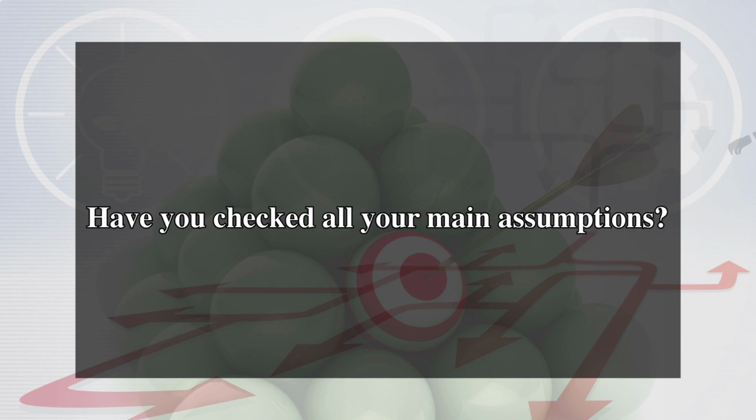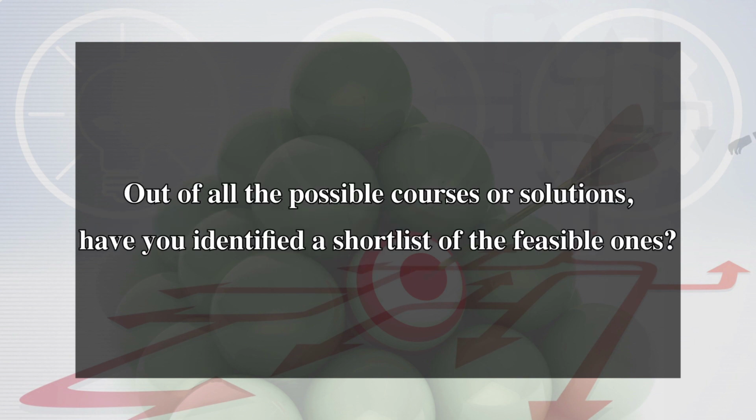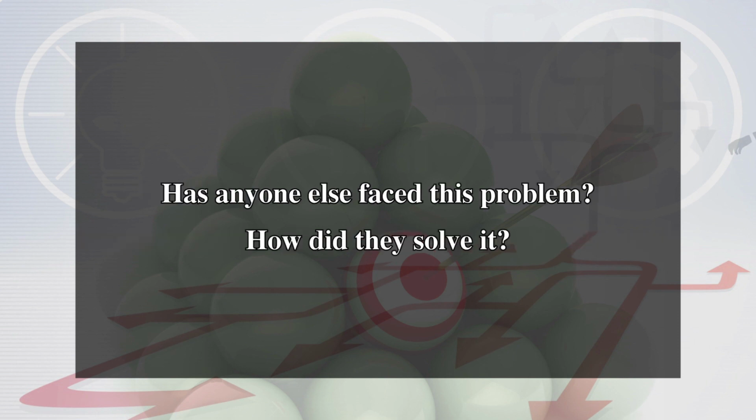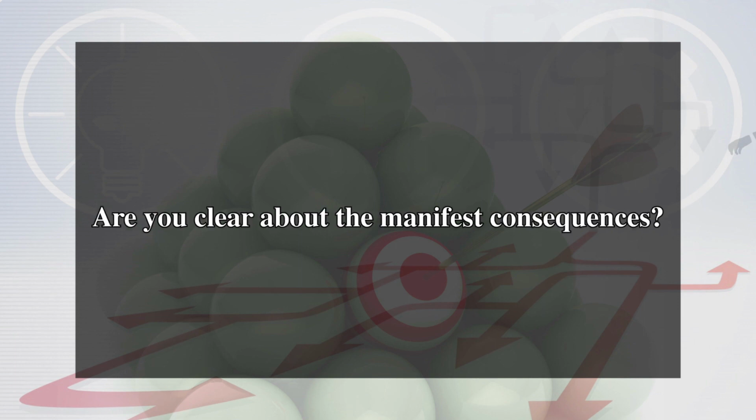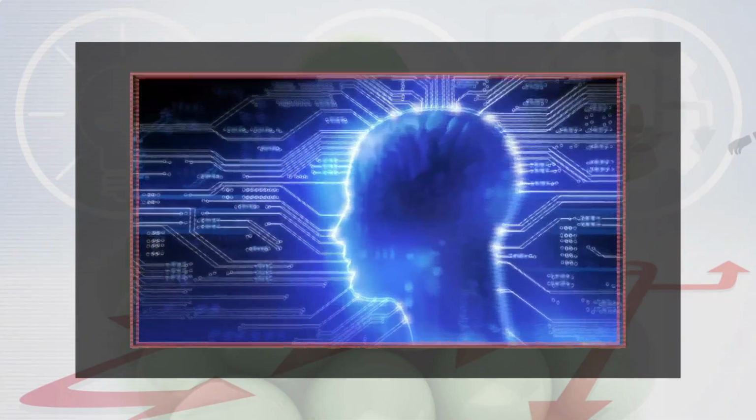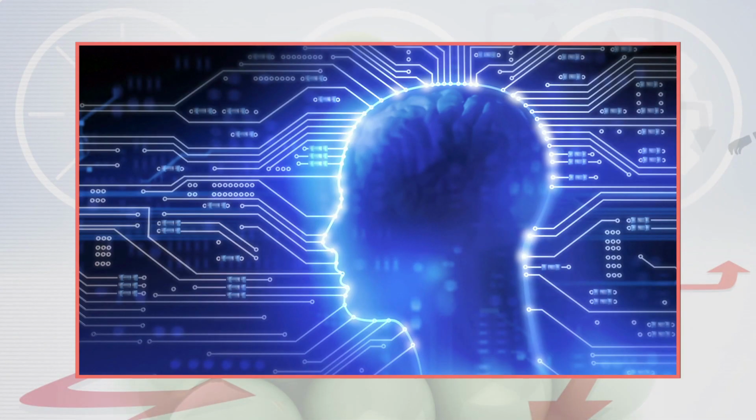Have you checked all your main assumptions? Out of all the possible courses or solutions, have you identified a short list of the feasible ones? Has anyone else faced this problem? How did they solve it? Have you used all the available information? Are you clear about the manifest consequences? We should develop a 3-level competence. Awareness of problem or the need for decisions, either actual or potential.